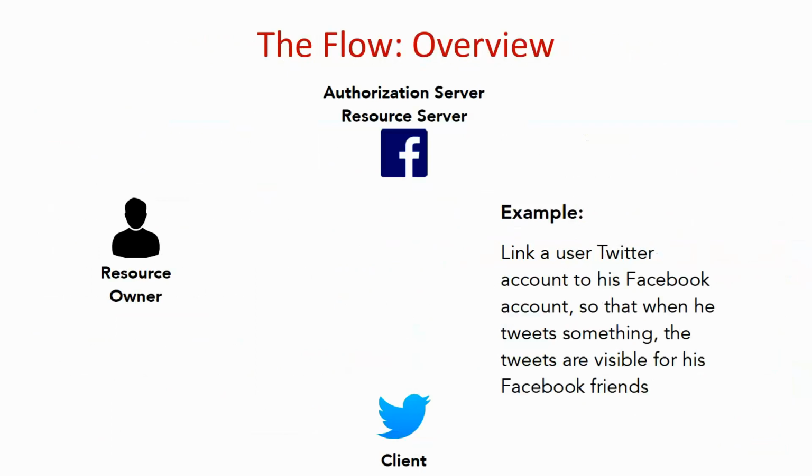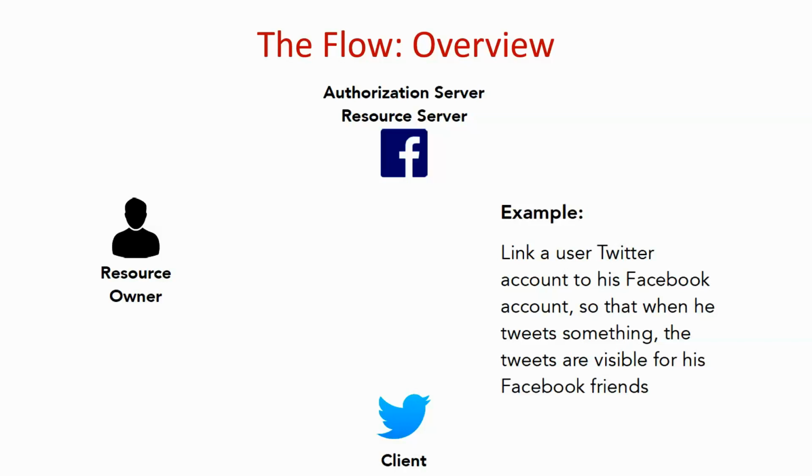Okay. Now, to see how Open Authorization 2.0 works, we will consider this example. We assume that there is a client, there is a person, a resource owner, who has two accounts, one on Facebook and one on Twitter. Okay. And what the resource owner wants is that when they post a tweet on Twitter, the tweet automatically appears on Facebook. I'm not a Twitter user, so I don't really know whether this is even possible or not, but this is the example in this scenario.